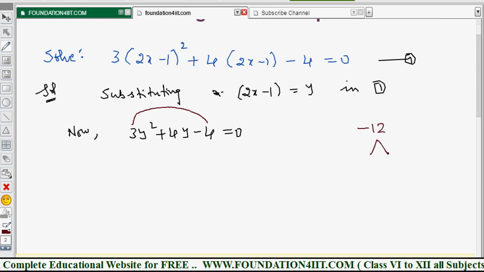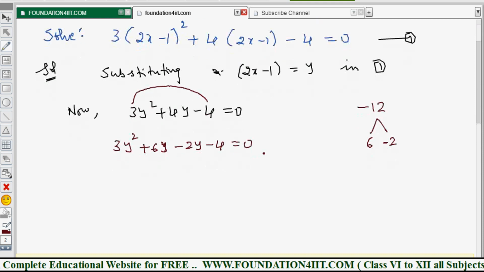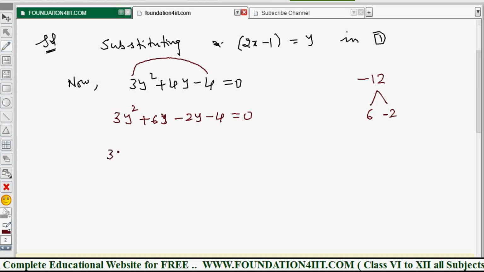So minus 12 we need to make into two parts. If you multiply, it should be minus 12, and if you add, plus 4. That is 6 into 2 we know, but we need negative 2, and here positive 4. So 6 into minus 2 is minus 12, and 6 minus 2 is plus 4. So that is 3y square plus 6y minus 2y minus 4 is equal to 0. We can make it like this. Now take 3y common, y plus 2, minus 2 common, y plus 2.